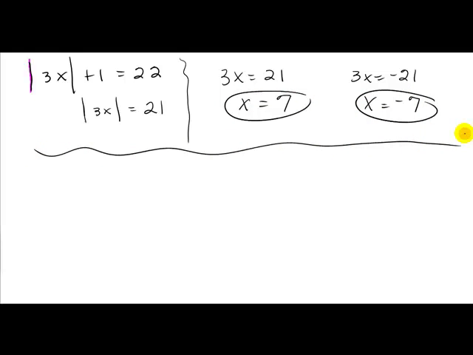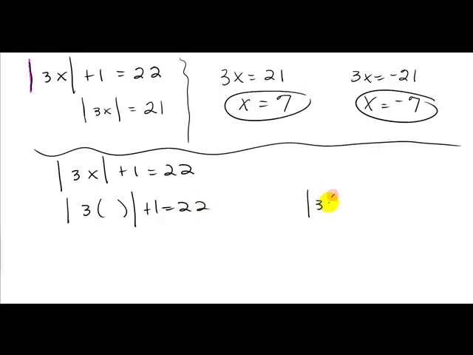And then let's check these. Start with your original equation. And then we're going to come in and replace. We'll do it twice because we have two answers. Okay, so I'm going to take this 7 and put it here. And this -7 and put it there. And then let's finish these out.